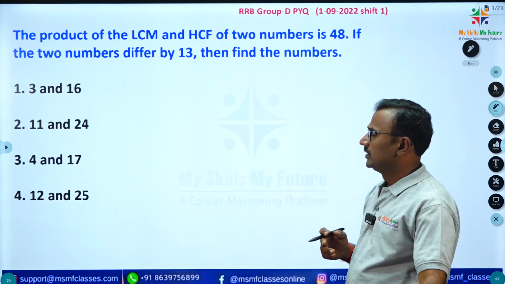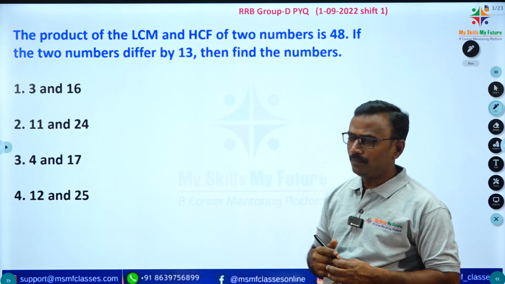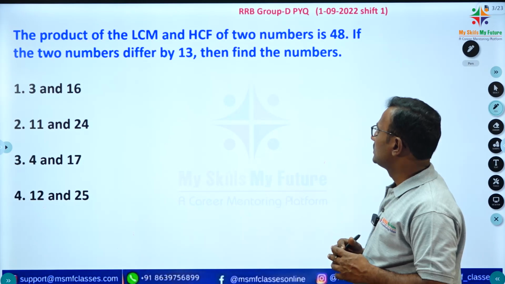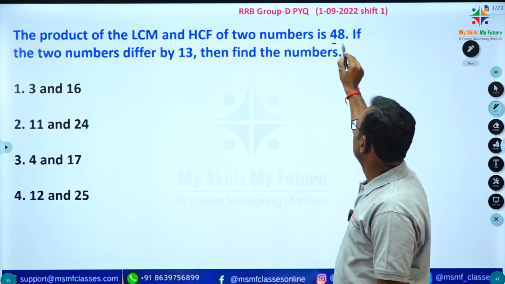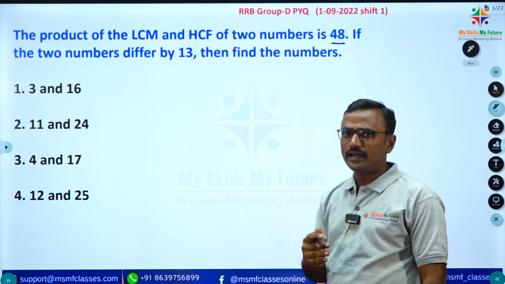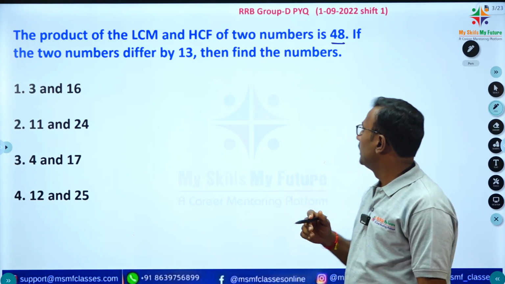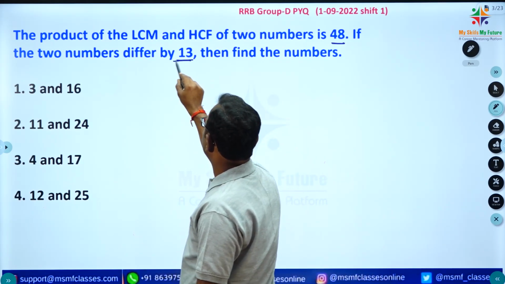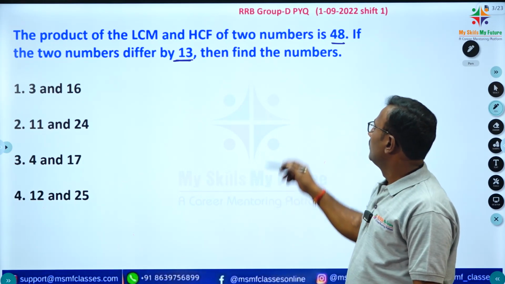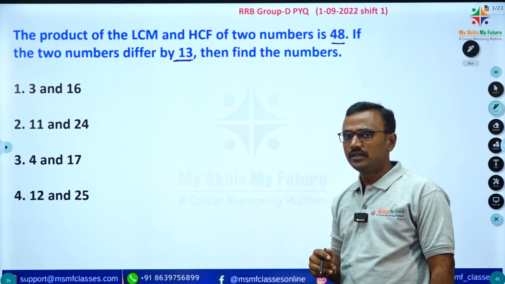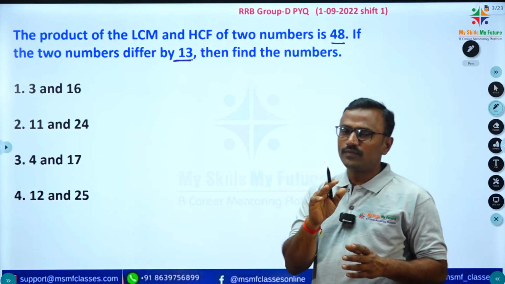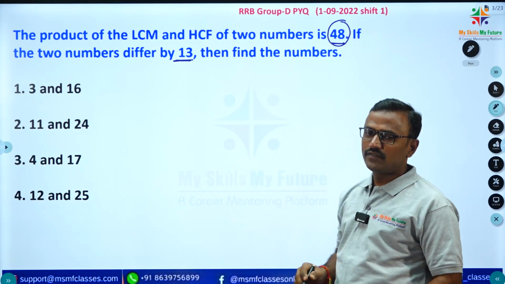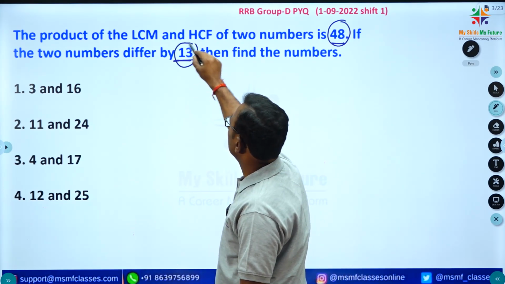See, the question is based on LCM and HCF. The product of the LCM and HCF of two numbers is 48. If the two numbers differ by 13, find the numbers. So the product of LCM and HCF is 48, and the two numbers differ by 13. Then what are the two numbers?